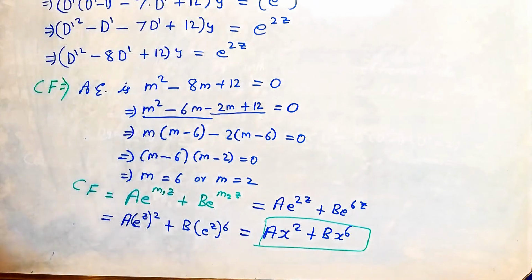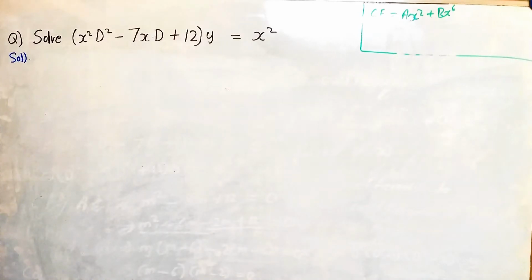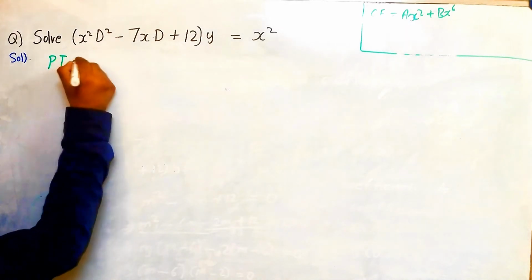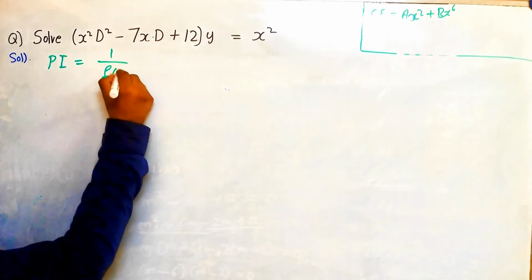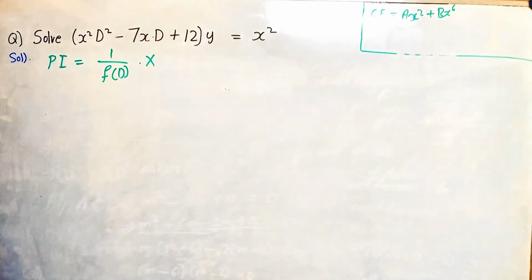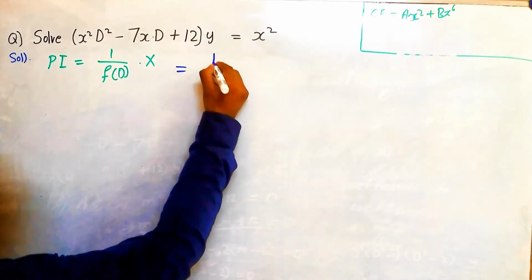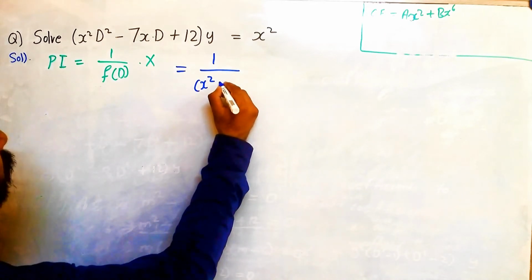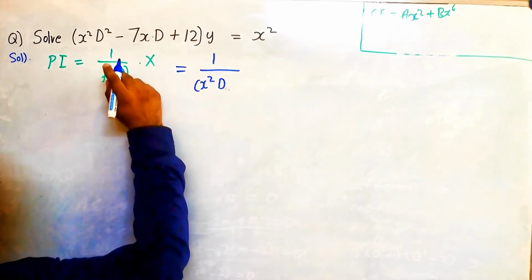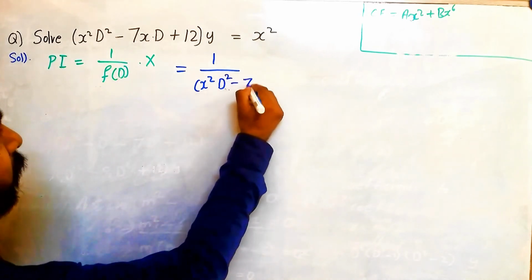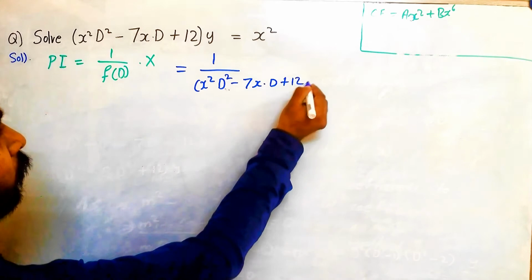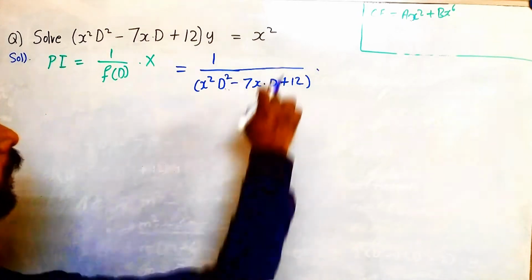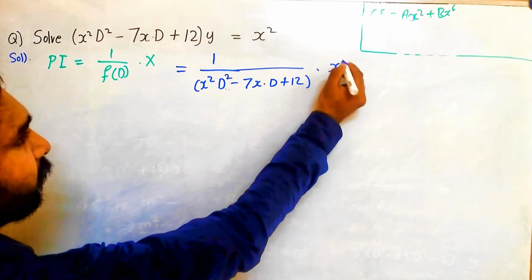Fine. Now let's go on finding the particular integral. So we know the formula to find the particular integral is 1 by f of d into capital X. So that is nothing but 1 by f of d, the left hand side term, 1 by f of x term. So 1 by x square d square minus 7x d plus 12 into x square. That is the RHS term.